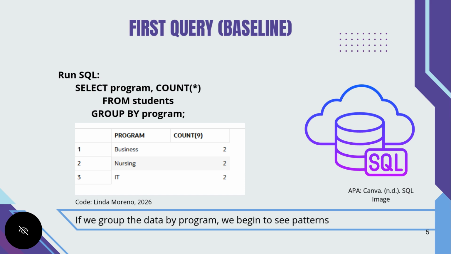The first query. First, we run a simple query that groups the students by program. The query counts how many records appear for each program. By grouping the data, we start to see patterns in the data set and how students are distributed across the program.